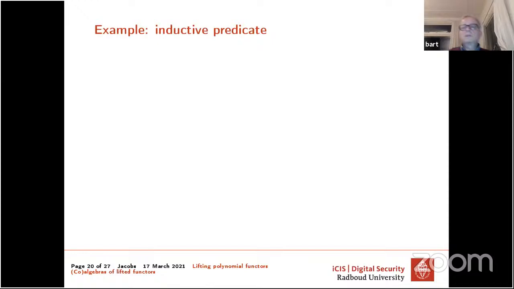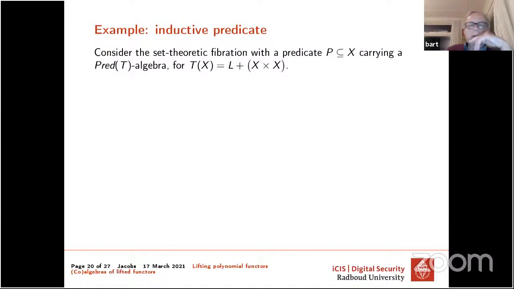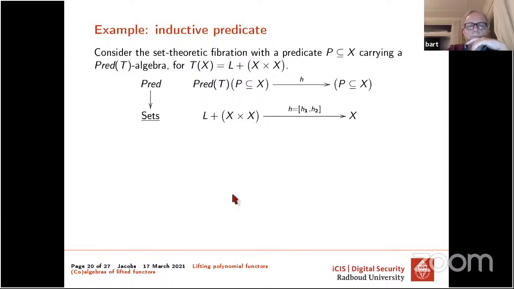Good, let's look at an example of an inductive predicate. I'll use my running example of trees here. So this gets maybe a little bit hairy. I have predicates over sets, I have predicate lifting, I have an algebra in the base category from L + X × X to X. This is an algebra, so the form H is a co-tuple of two maps. And here is an algebra of this predicate lifting. So P on X is the predicate, and for this functor T, we can now inductively unpack the definition of Pred T using the definition of co-products and products that I defined earlier.